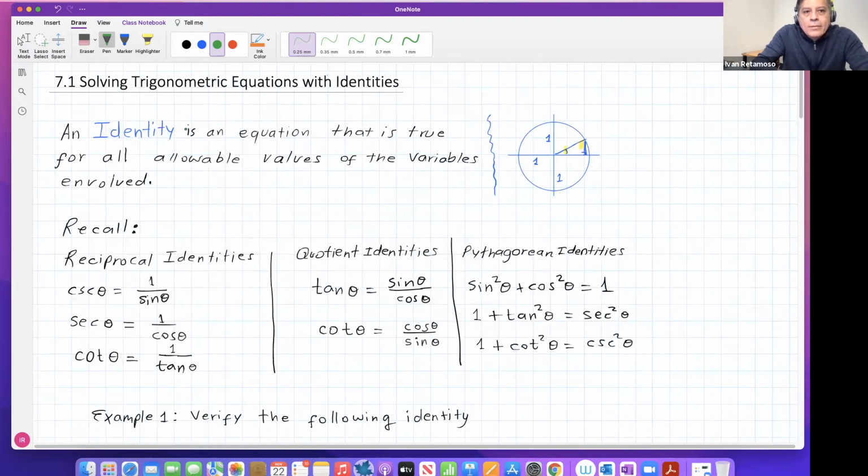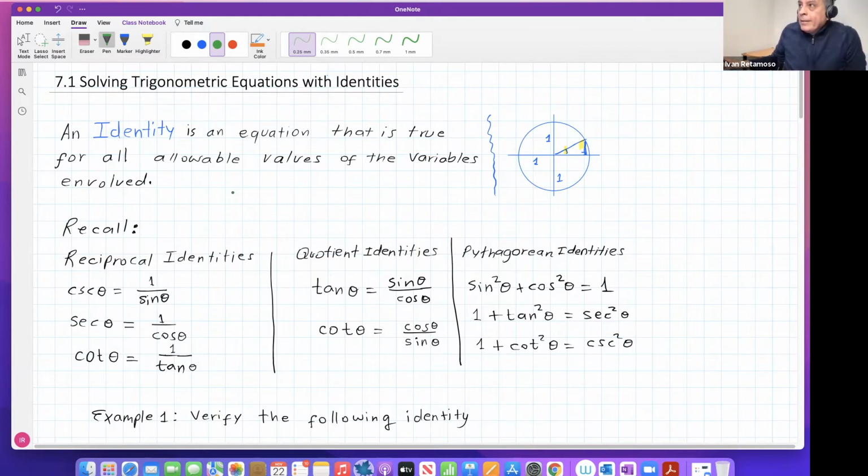Okay, solving trigonometric equations with identities. What is an identity? What is an identity in trigonometry? Well, in trigonometry, an identity is an equation that is true for all allowable values of the variables involved. So, all allowable values of the variables involved.